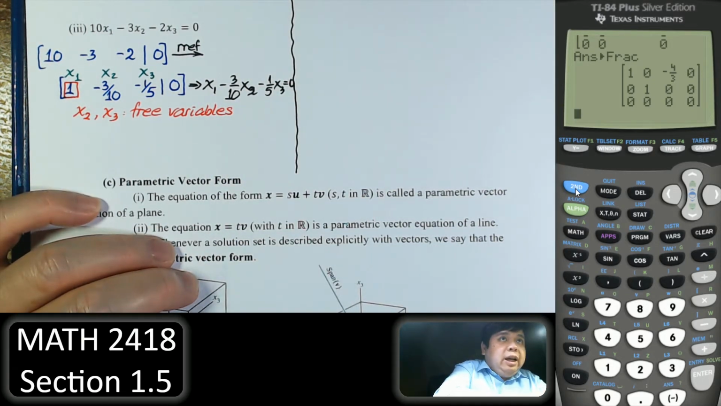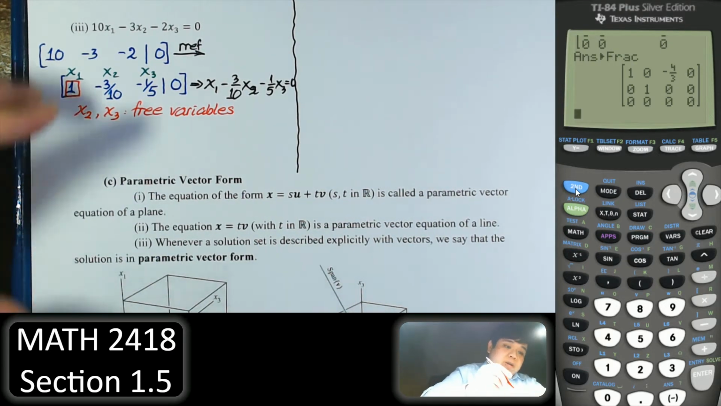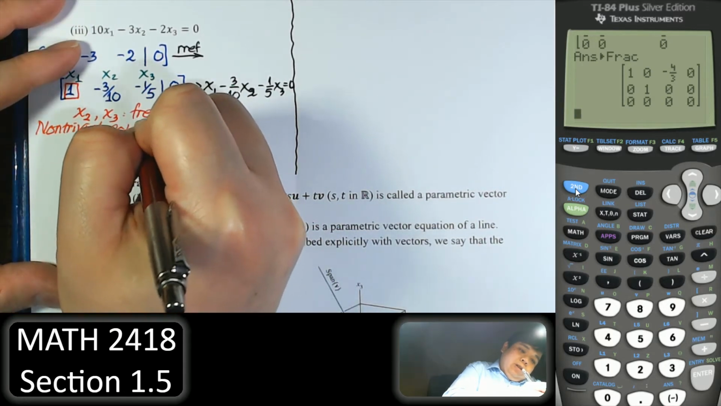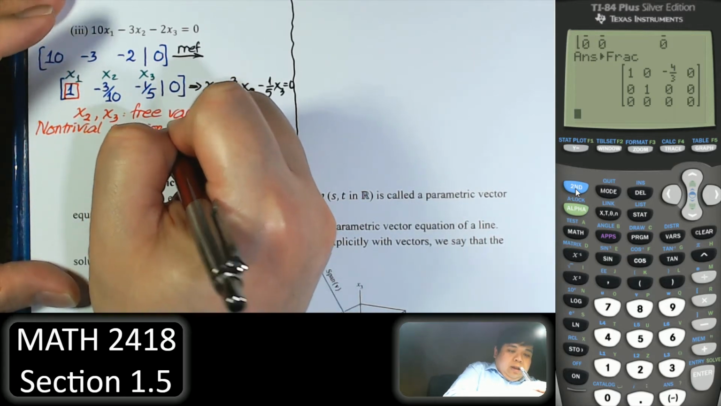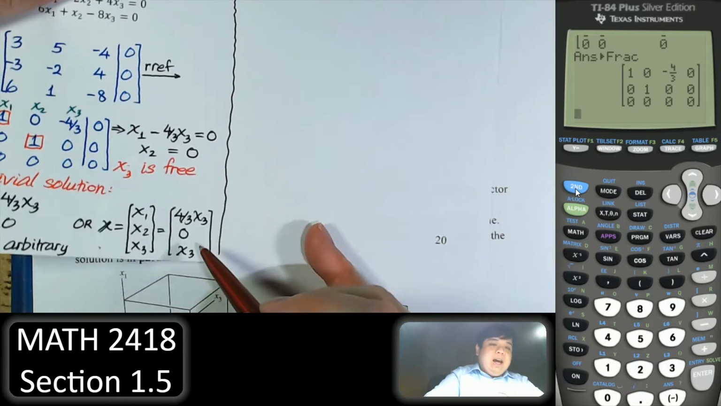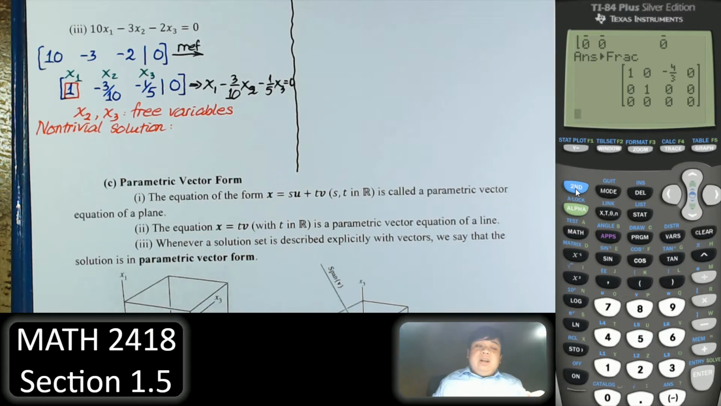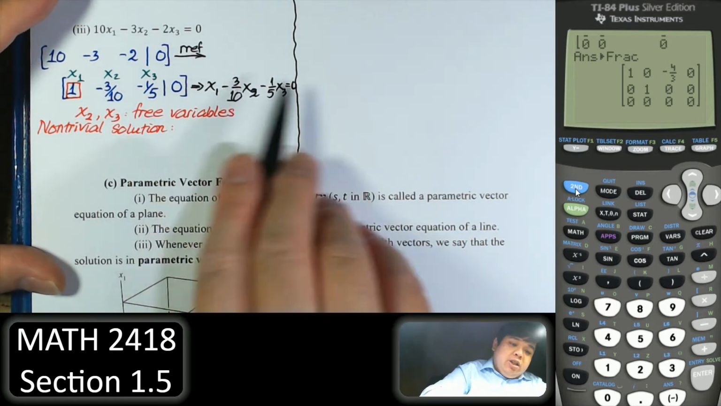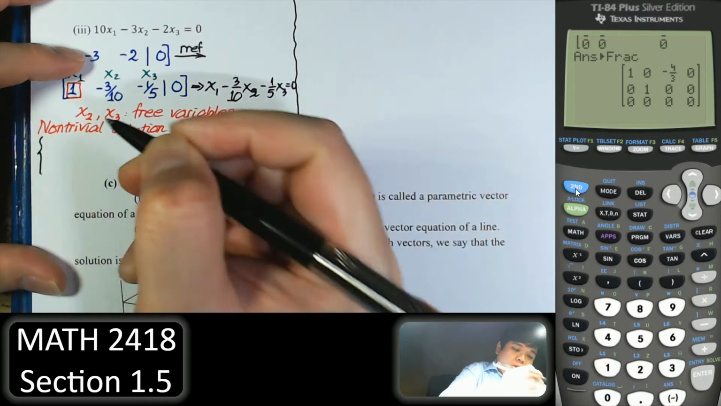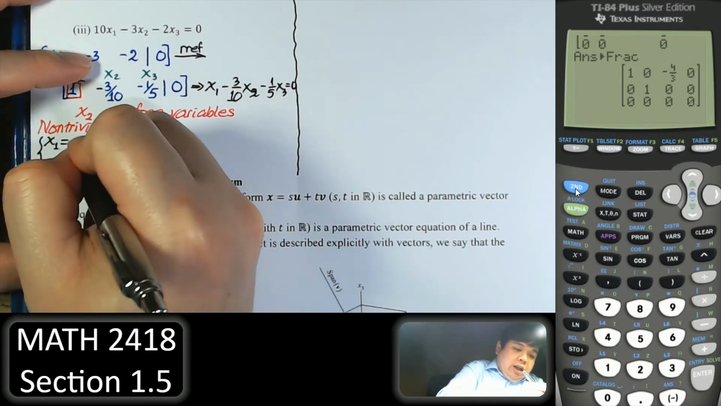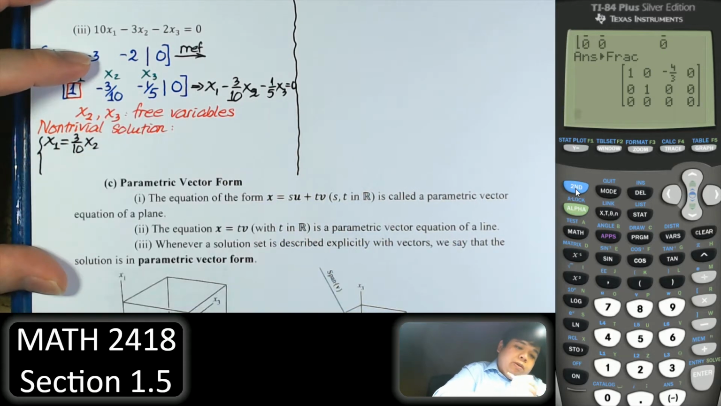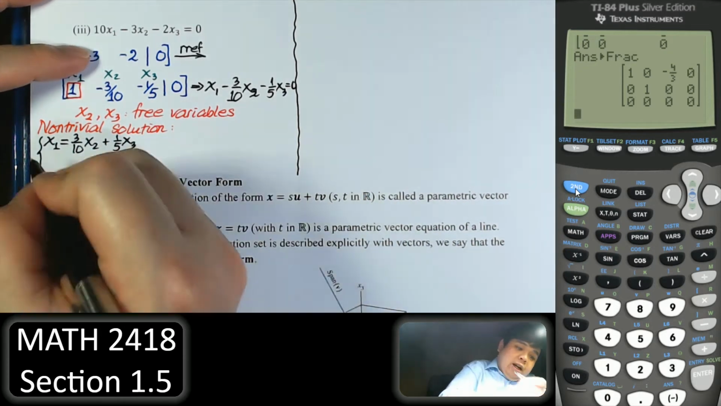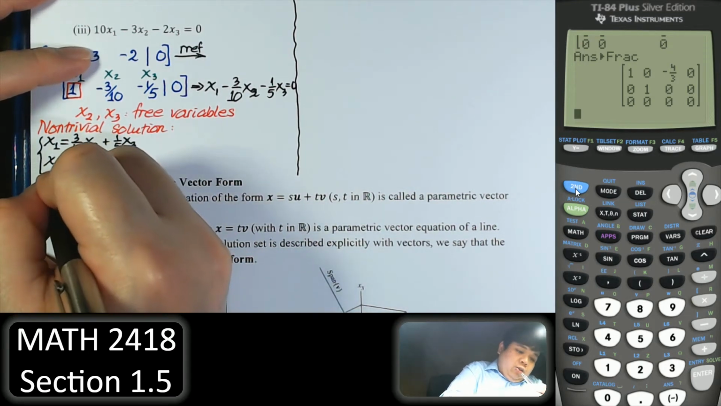Now we write the solution. Because there are 3 variables, there will be a non-trivial solution. When we write it like this, x3 can be anything, so there are infinitely many solutions. We can solve for x1, moving the other terms to the other side, so the solution will be x1 equal to 3/10 x2 plus 1/5 x3. x2 can be anything, and x3 can be anything.